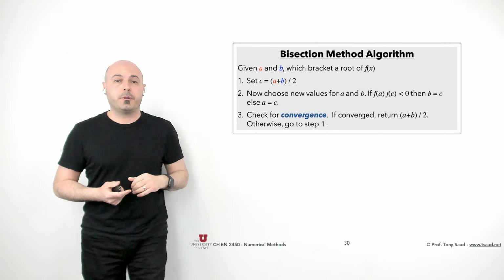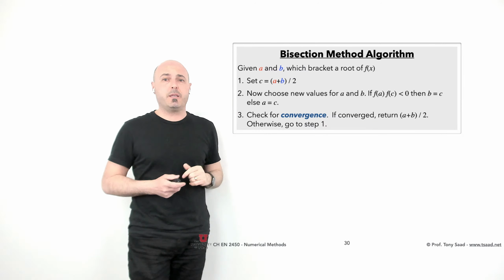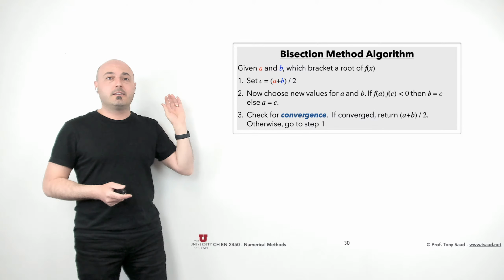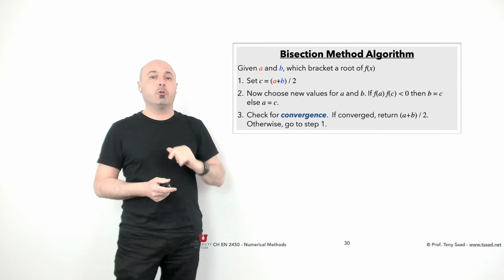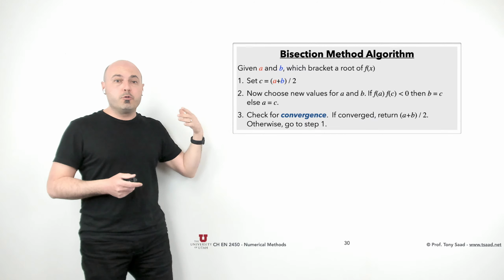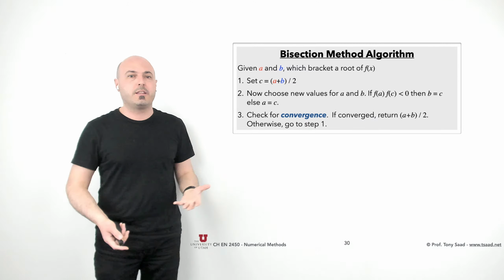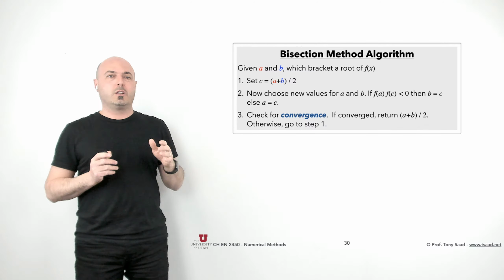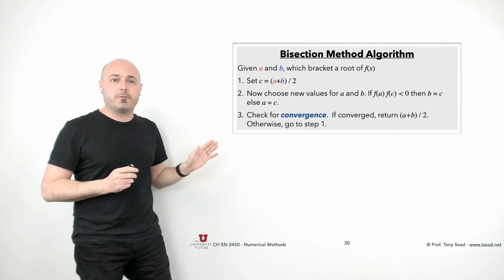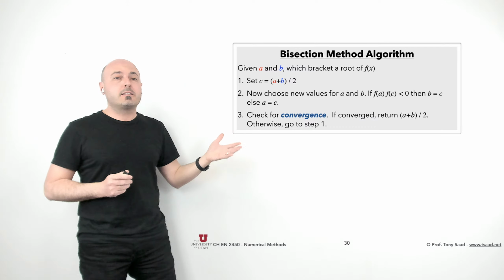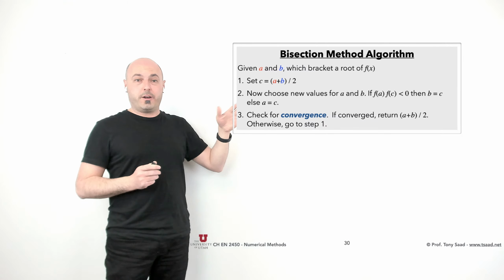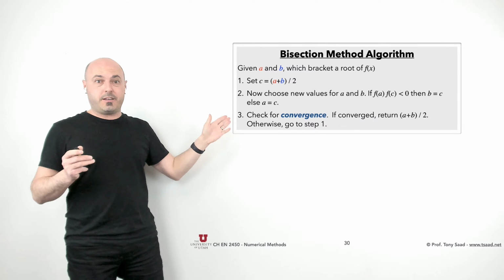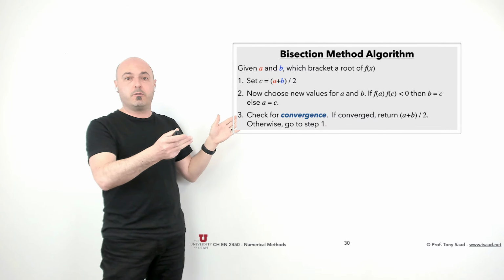And the algorithm is pretty simple. You start with the bracket A and B, which brackets the root of the residual function. You calculate a guess for the root, and that is A plus B over 2. Now, you get new values for your new interval. You're updating the interval, and to do that, you have to make sure that the interval brackets the root. You take the product of f of A times f of C. This is how I like to do it. And if that's negative, then A and C bracket the root. In other words, A remains A, and C becomes your new value for B.